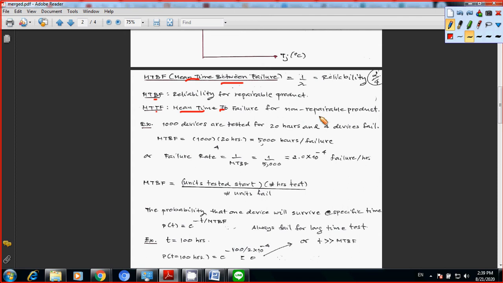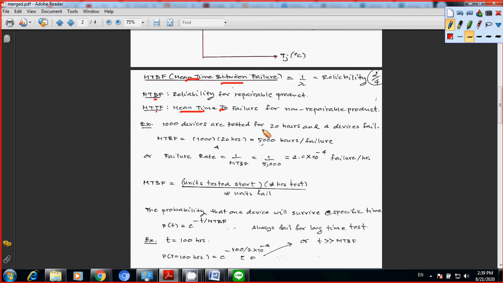If I want to test 1000 devices for 20 hours, let's say 20 hours, and after 20 hours, 4 devices fail. So what is the MTBF, or mean time between failure, going to be?